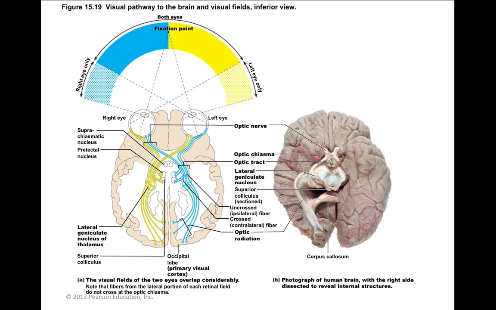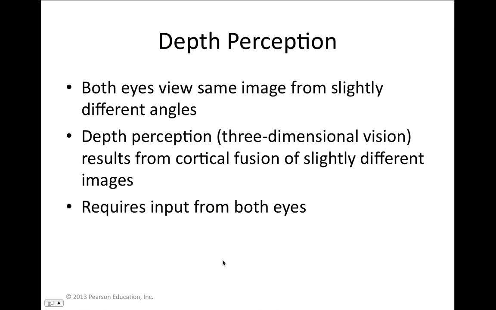So again, you have this fixation point, and because you have half decussating and half staying on the same side, you're going to get more of the depth perception. Both eyes view the same image from slightly different angles, and depth perception results from the cortical fusion of slightly different images.